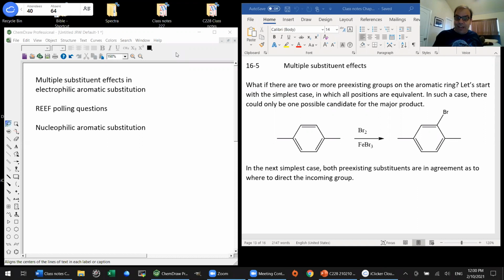Last time, as I was saying, we covered what happens when you do an electrophilic aromatic substitution and there's a group already on the aromatic ring.